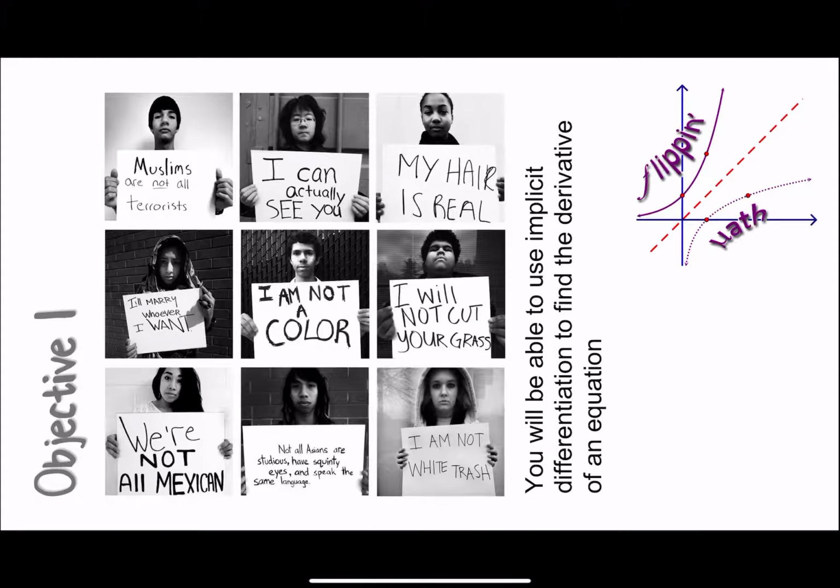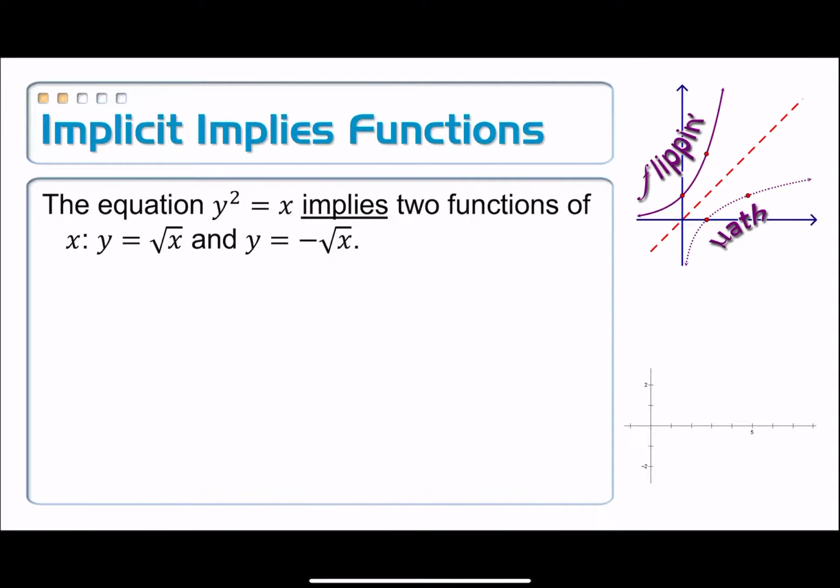Right here, objective one, being able to use implicit differentiation to find the derivative of an equation, and specifically it is an implicit equation. The pictures here are taken from this thing called implicit bias or implicit racism. As if you're going to say one of these things or think one of these things, it implies that you are being biased to a particular religion, race, gender, and so on. Just like when we look at our equation, y squared is equal to x, that implies two functions of x. And it doesn't have to be just two, it could be multiple equations. Sometimes they're easy to find the explicit form of, here's the implicit form, and sometimes it's not.